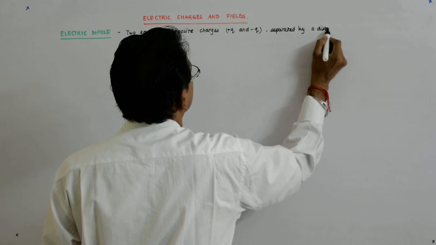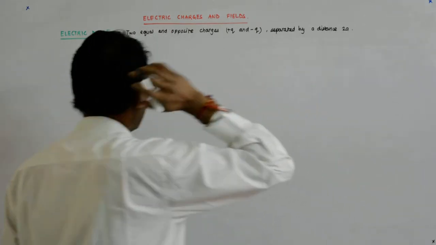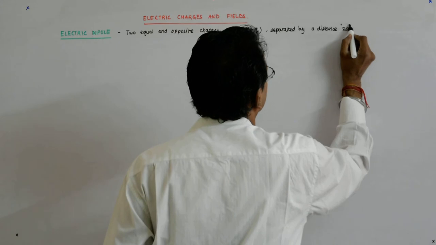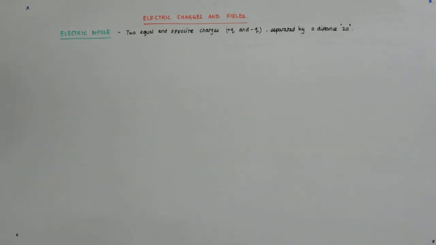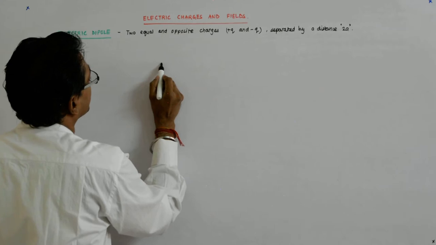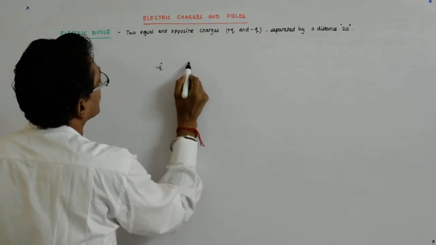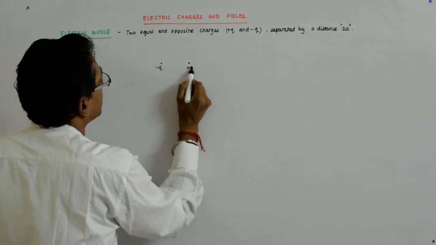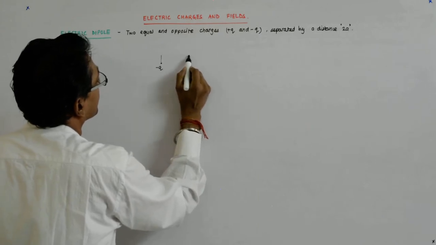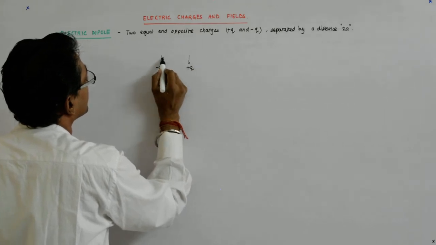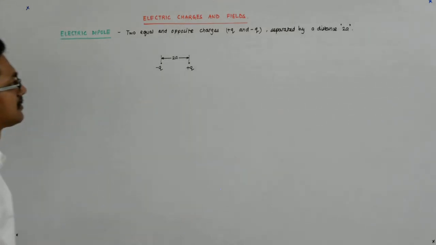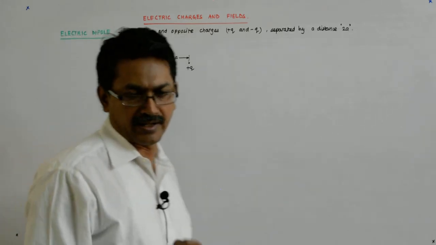separated by a distance 2a. Separated by a distance 2a. Fine. So it is something like this. Here is minus Q. This is another charge, plus Q. And the distance between them is 2a. Okay. The distance between them is 2a.